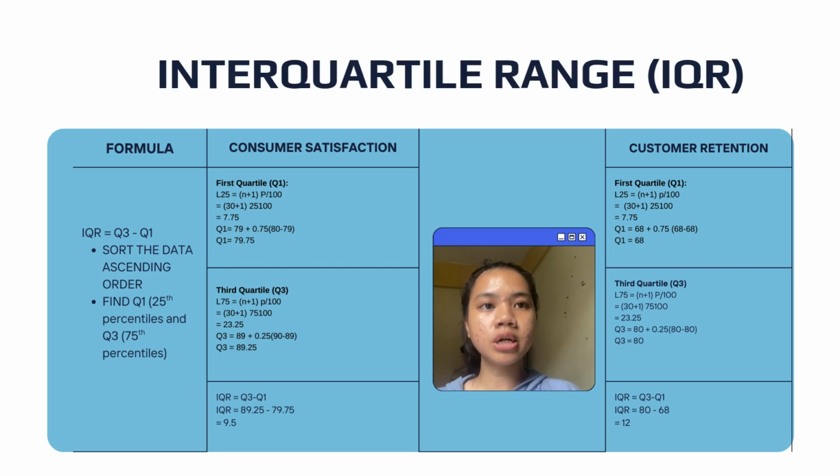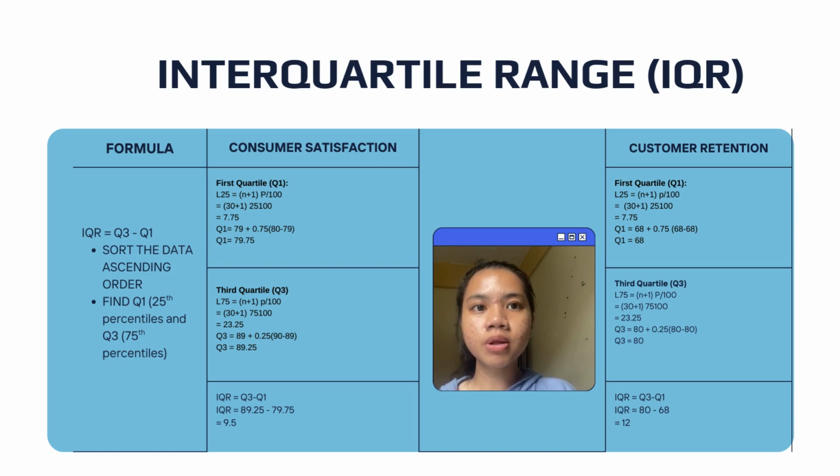Okay, next let us calculate the difference of the interquartile range, IQR, between customer satisfaction and customer retention. The formula for the interquartile range is Q3 minus Q1. To get the IQR, we sort the data in ascending order and find Q1 at the 25th percentile and Q3 at the 75th percentile. So, let me look at the customer satisfaction.